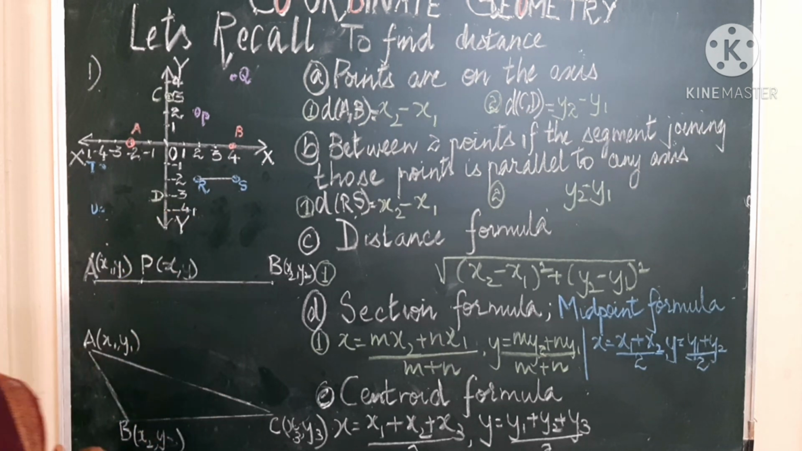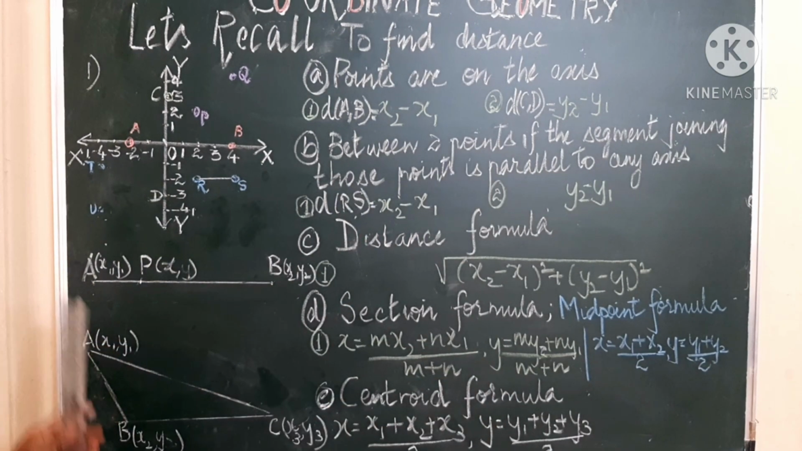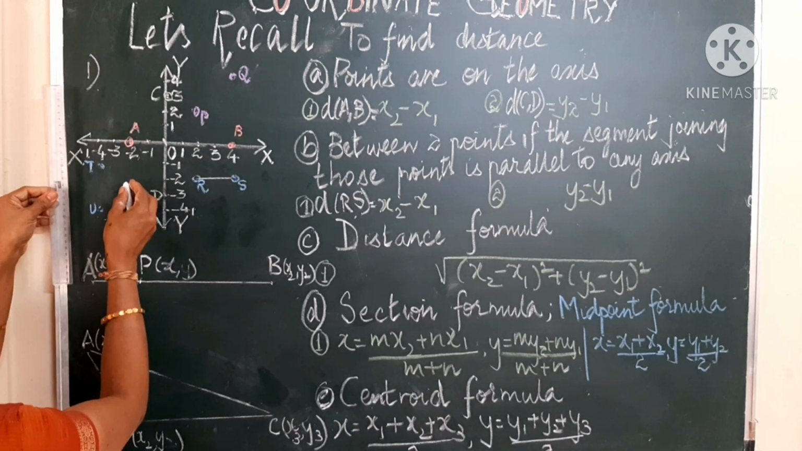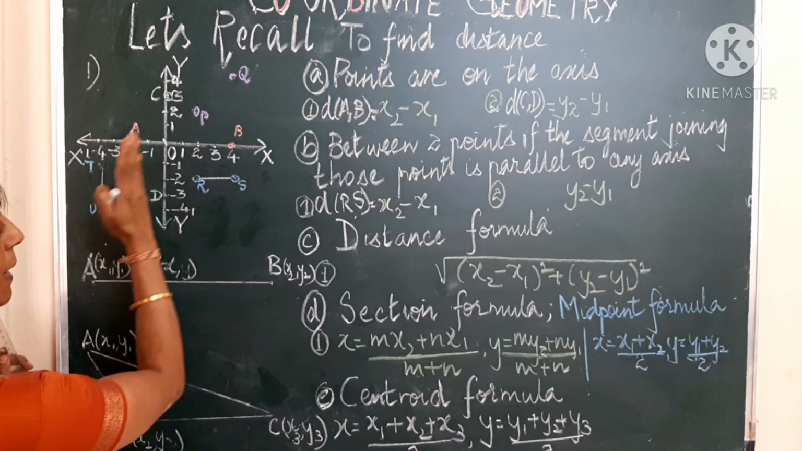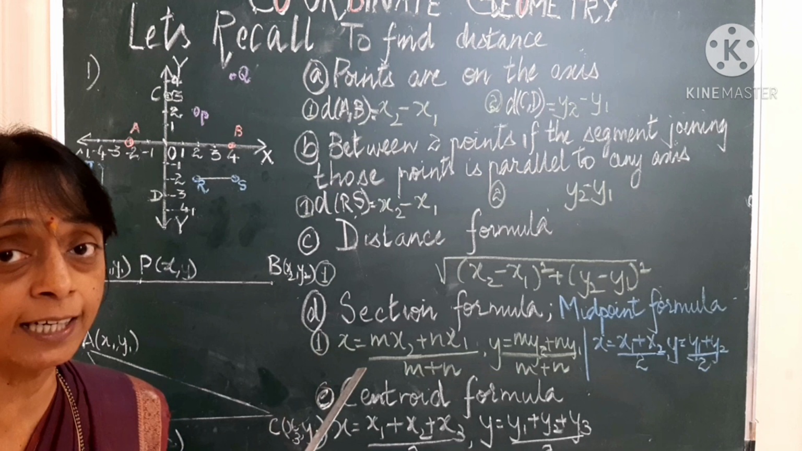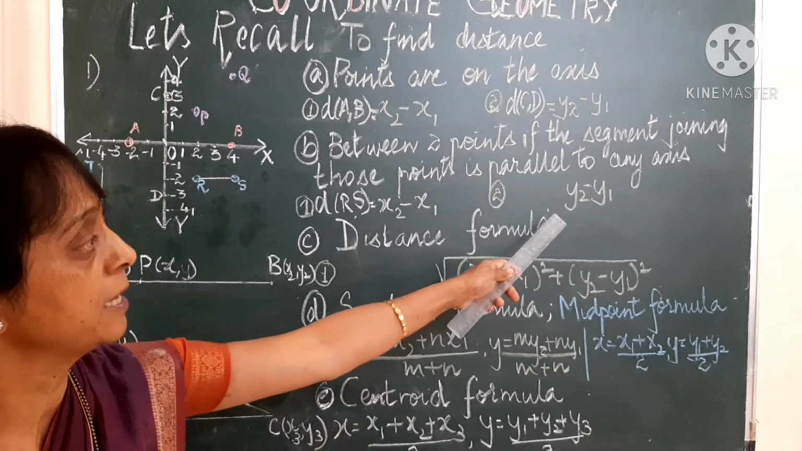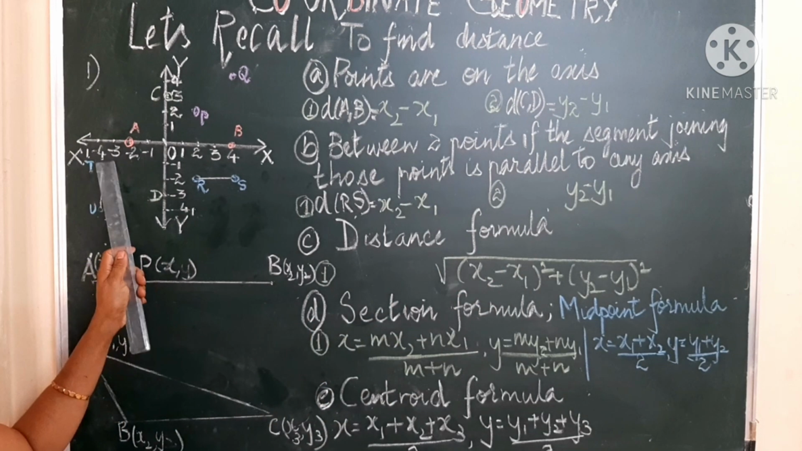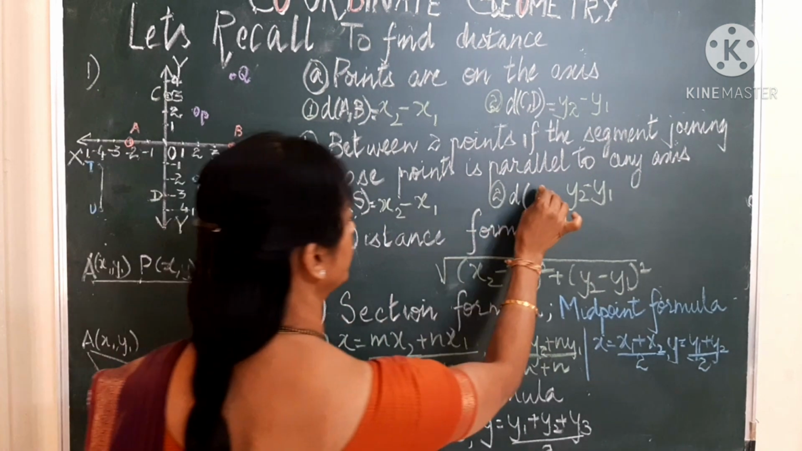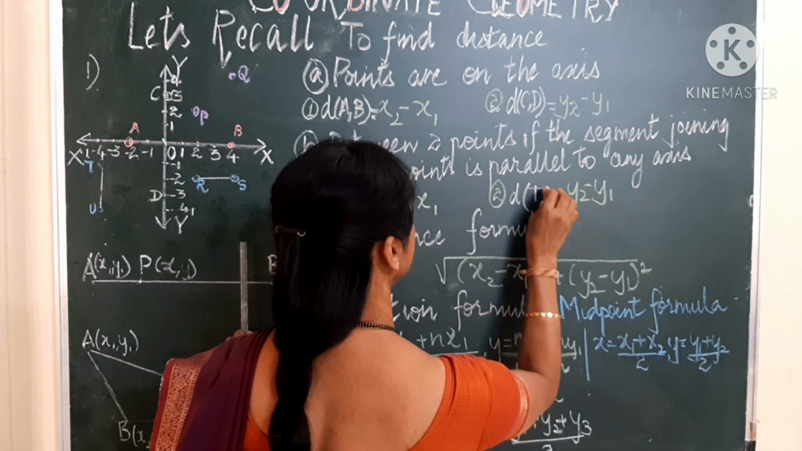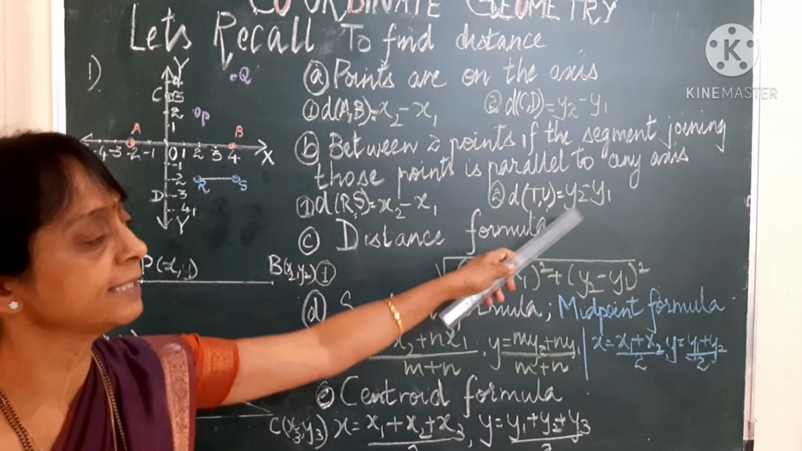Then let's see if we have any two points where, after joining, the segment is parallel to the y-axis. Yes, here you are, TU. When you join TU, that segment is parallel to the y-axis. And how did you calculate the distance between two points when the joined segment is parallel to the y-axis? By the formula y2 minus y1. So distance TU was given by the formula y2 minus y1.